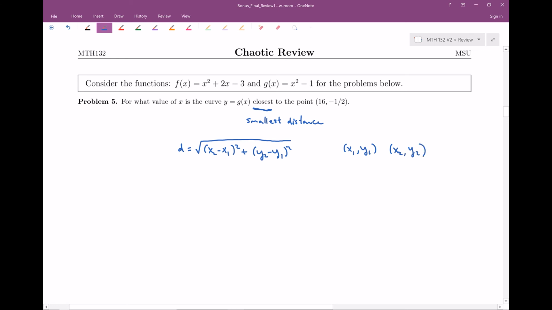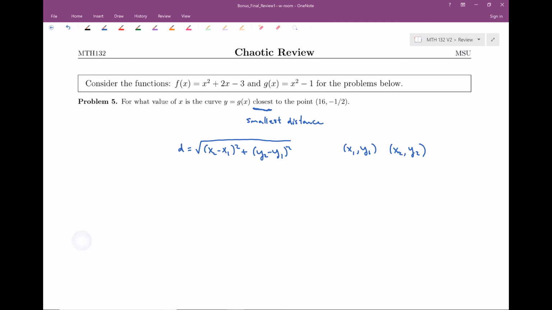Now, reading our problem, one of our points is fixed. We have one point, (16, -1/2). That's a fixed point. But our other point, we don't really know much about it except that it's on this curve. So that one's not fixed. It's somewhere on the curve, but it's not necessarily pinned down at a particular point.